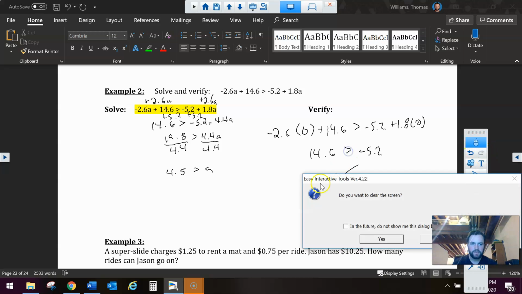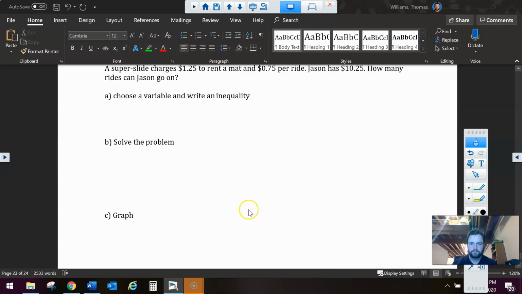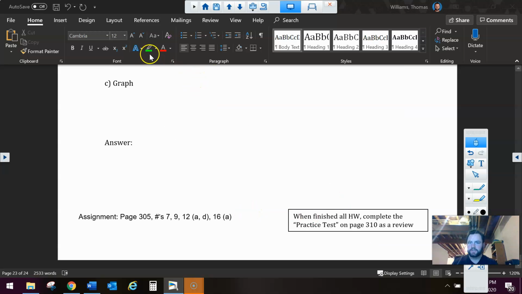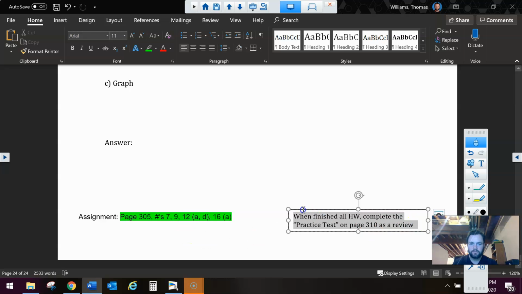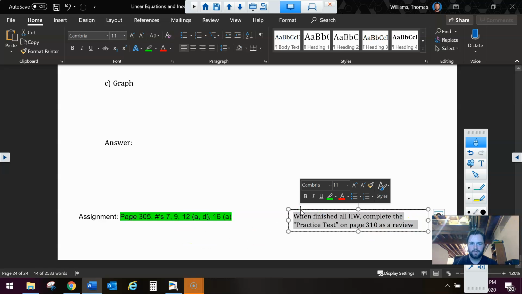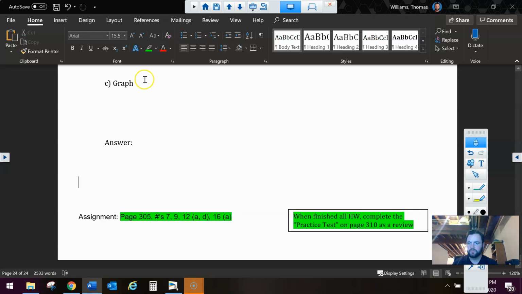Well, there I found the undo button. What you should take a peek at here are those questions from your textbook. Once you're finished them, there's a practice test on page 310 that you could use as a review for this unit.